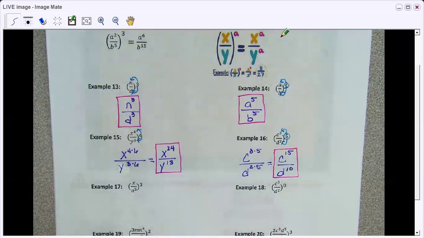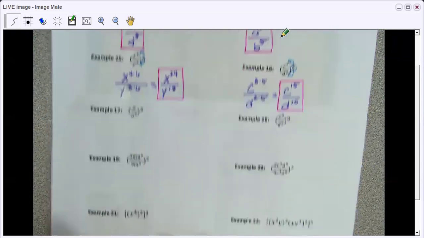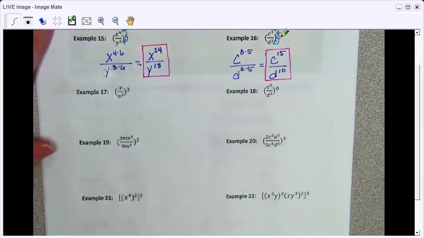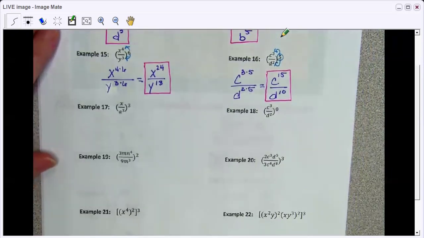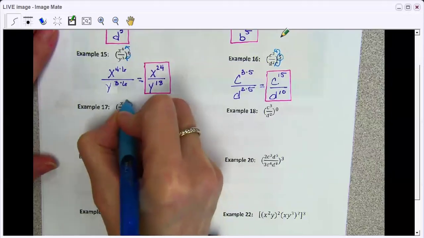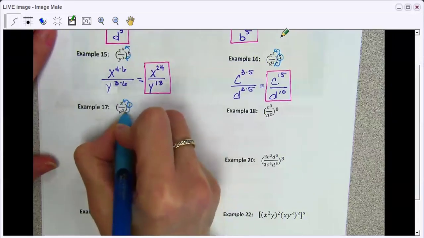17, 18, 19, and let's see, should I be nice or should I be mean? I don't know. I'll either do 21 or 22. We'll see. Okay, so let's go ahead and look at 17. We're going to take the exponent on the outside of the parenthesis, and we're going to apply it to the x and the 3.